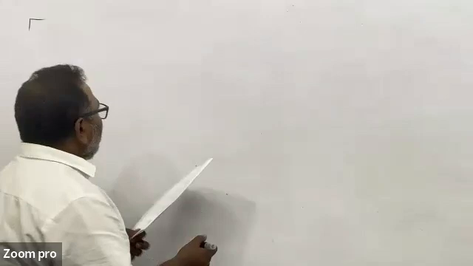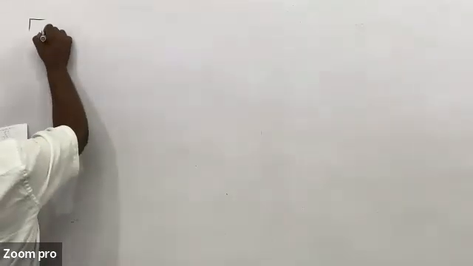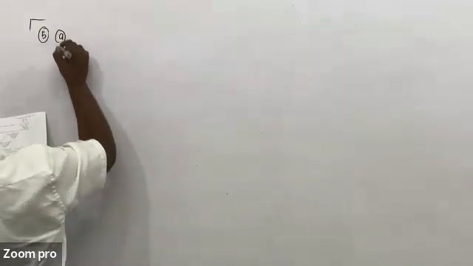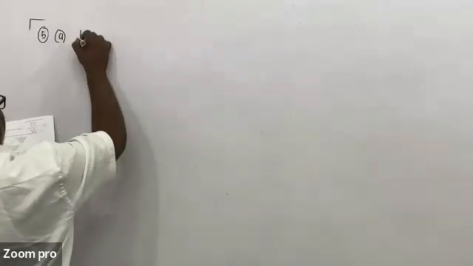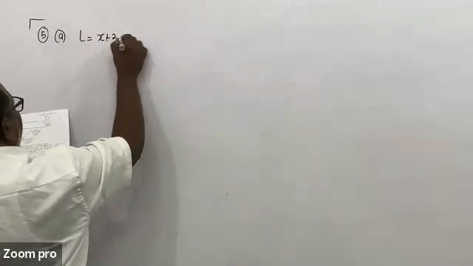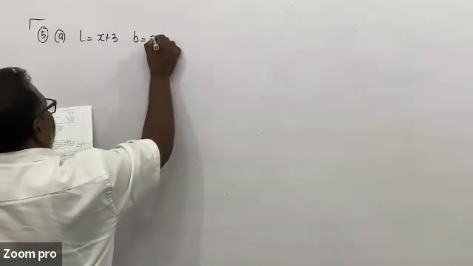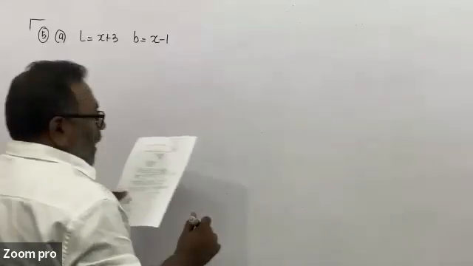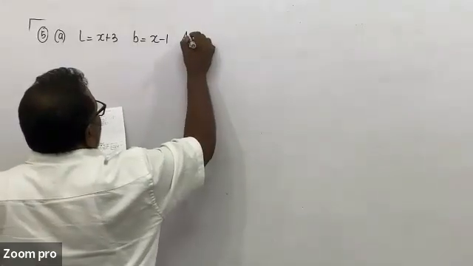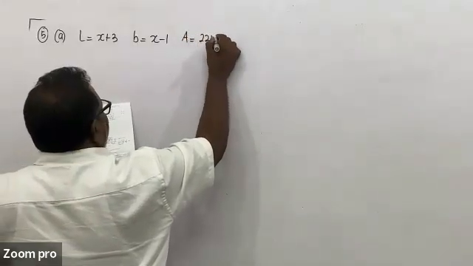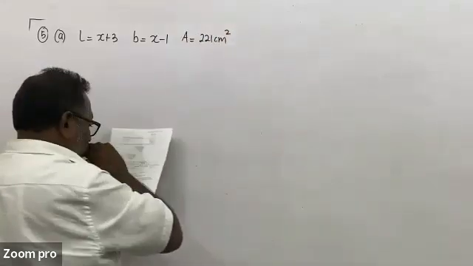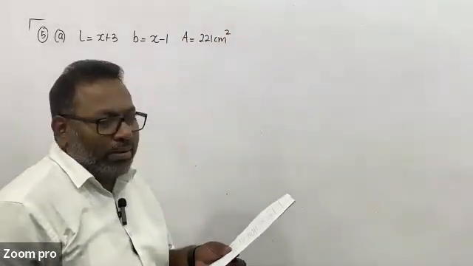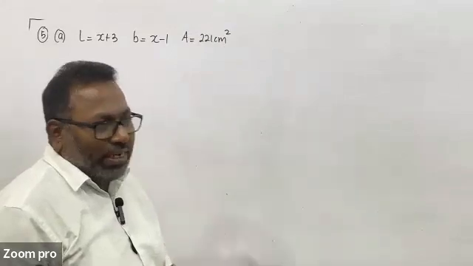Right. Fifth question. A length of a rectangle is x plus 3 and its breadth is x minus 1. So question number 5, A: length is equal to x plus 3, breadth is equal to x minus 1, area is equal to 221 centimeters square. They're saying build up a quadratic equation using the data.